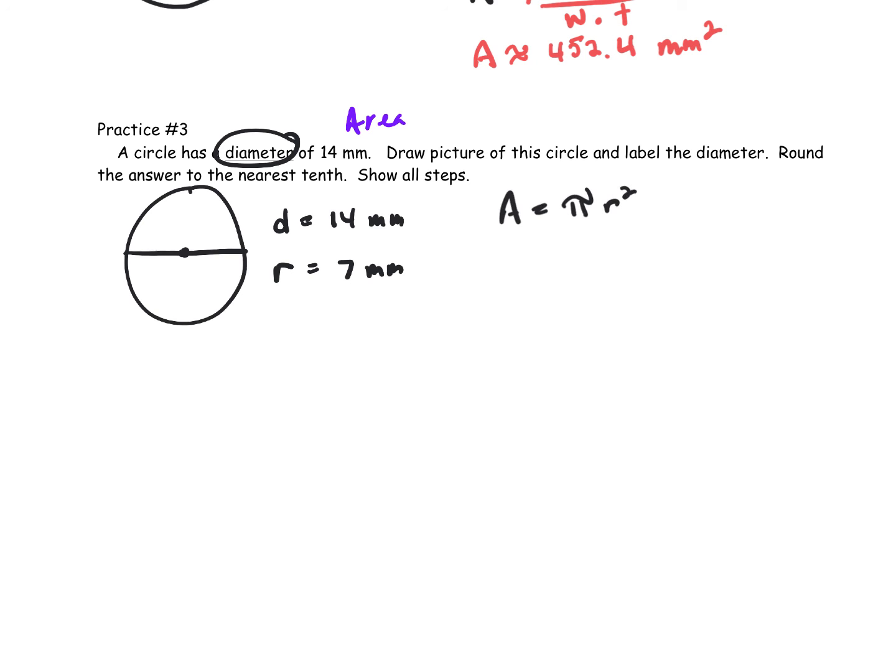So would you please finish this up? It asks us to round, which means we need to use a pi key.